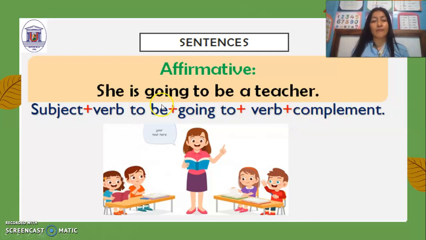Here we have an example. She is going to be a teacher. Something that is going to happen in the future. She is the subject. Is the verb to be. Going to, plus the verb, in this case be, plus the complement. She is going to be a teacher.